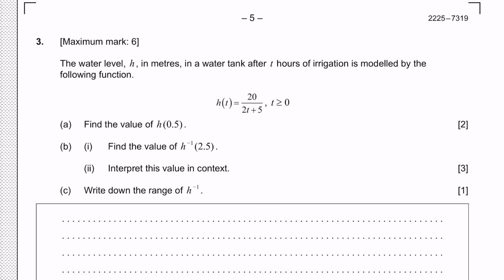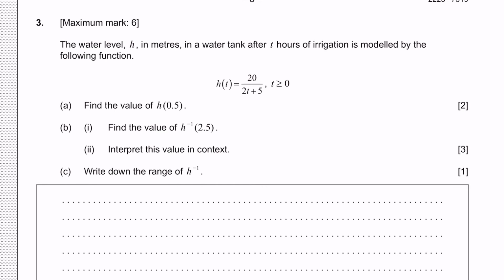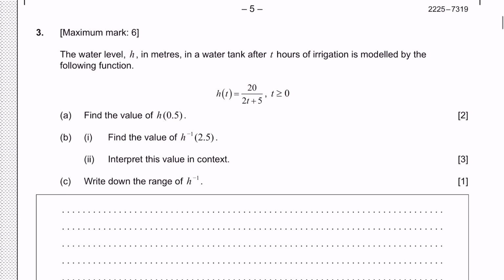Part 3. The water level H in meters in a water tank after T hours of irrigation is modeled by the following function. Here we have the function h of t is equal to 20 over 2t plus 5, where t is greater than or equal to 0. Part A asks us to find the value of h of 0.5. So this is essentially an input-output question. They give us this input of 0.5, and we're going to find the output. Essentially, they're saying if time is equal to 0.5, what is the height of the water tank?